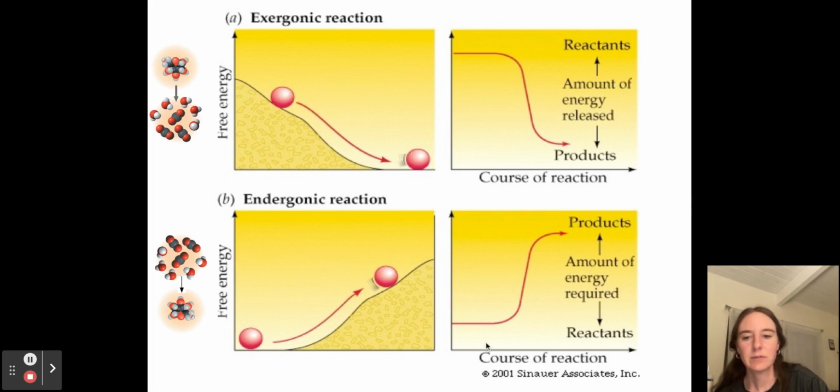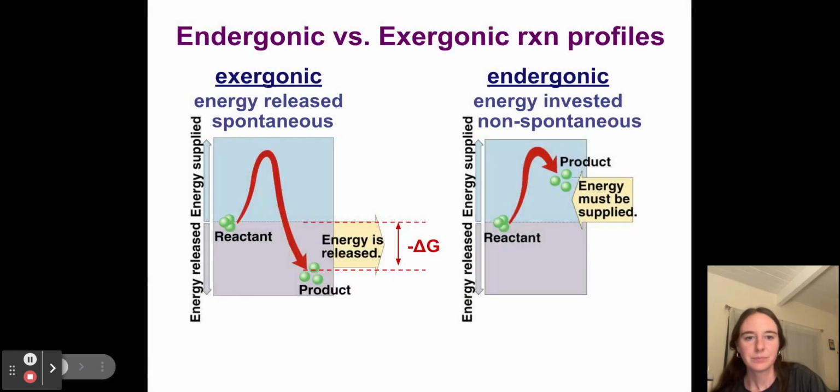So over the course of the reaction, your reactants have less energy, and energy needs to be put in. The difference between the reactants down here and the products is a change in energy, or the amount of free energy. Another way of thinking about it is the amount of available energy. So for this endergonic reaction, it requires energy to build this molecule. Okay? All right.